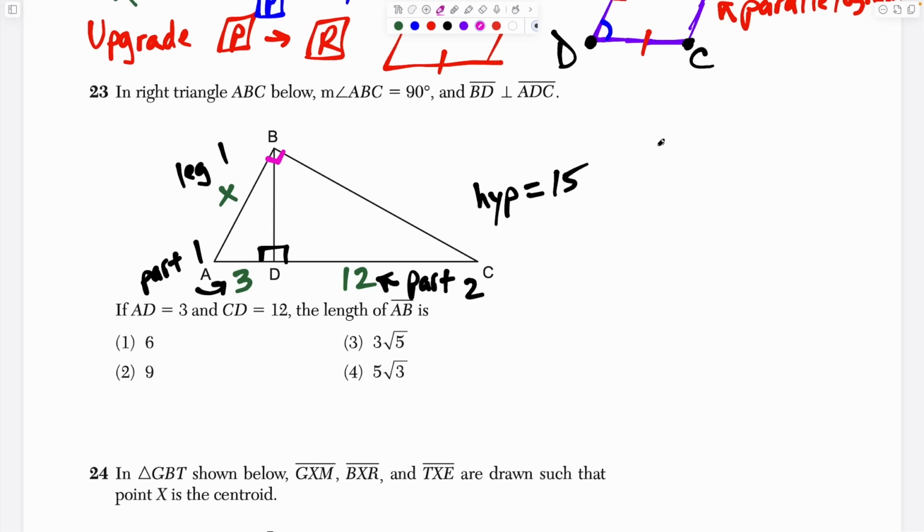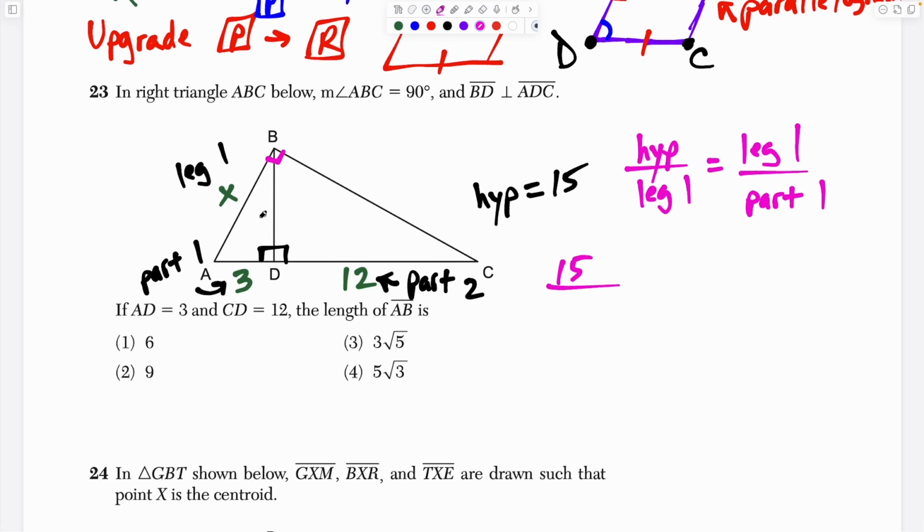So what we have is hypotenuse over leg 1 equals leg 1 over part 1. Let me just make that a little neater. So leg 1 over part 1. It helps to just know this rule. There are other ways around this question if you forget the formulas, but I do think this is the most straightforward way. I'll show you what to do if you forget this formula. So I start off, the entire length of the hypotenuse of the big right triangle is 15, over leg 1 is x, that's what we're looking for, equals leg 1 is still x, over part 1, which is equal to 3. And now just do the algebra, we cross multiply, we get x squared equals 45.